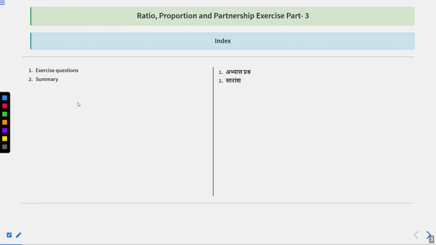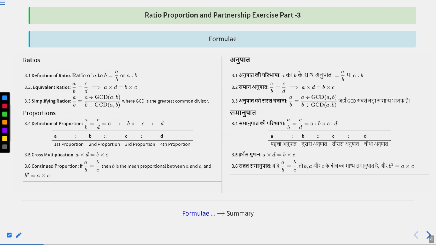Now see the index. We will see some questions related to ratio, proportion and partnership and then summarize our lecture. Okay. Now first see some formulas. How can we represent ratios? If it is given A to B, how can we write it? In two ways: in fraction form and in ratio form, A upon B, or A ratio B. Clear? So for equivalent ratios, we can multiply.